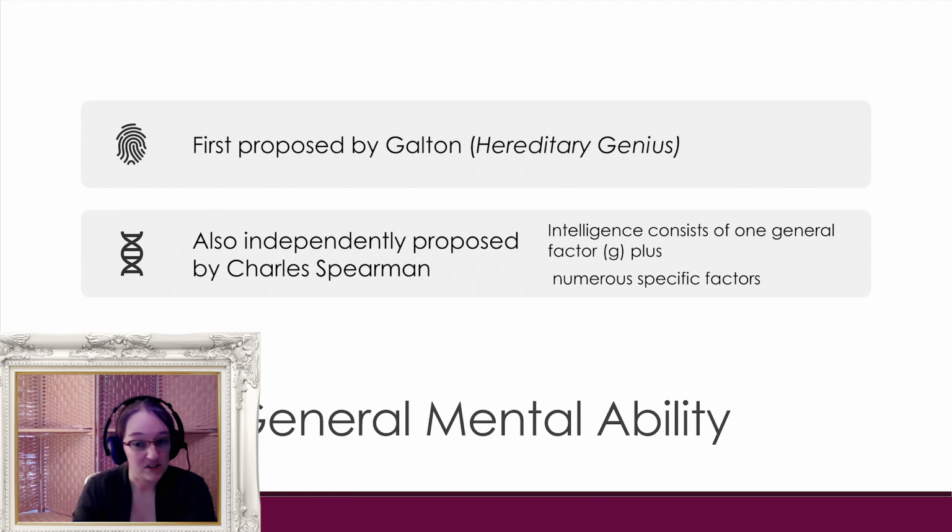So general mental ability, first proposed by Galton in Hereditary Genius. It was also independently proposed by Charles Spearman. And he argued that intelligence consisted of one general factor, G, plus a large number of specific factors, such as verbal, quantitative, etc. The idea here is that there's a hierarchical structure.